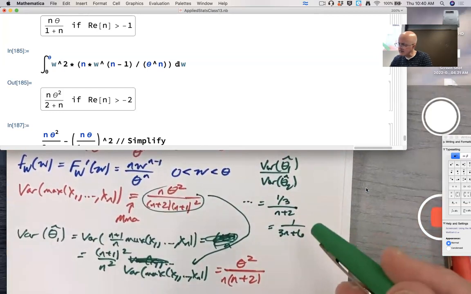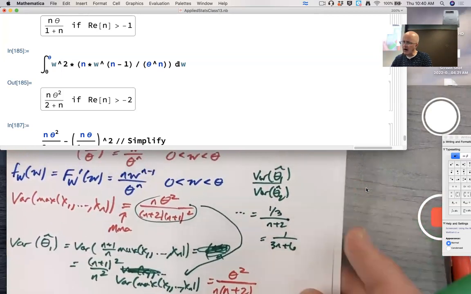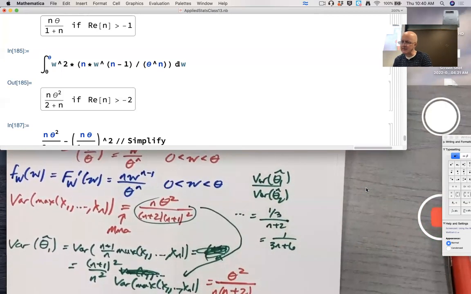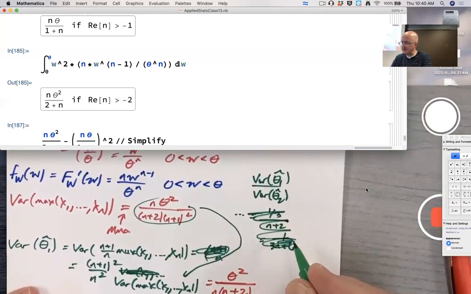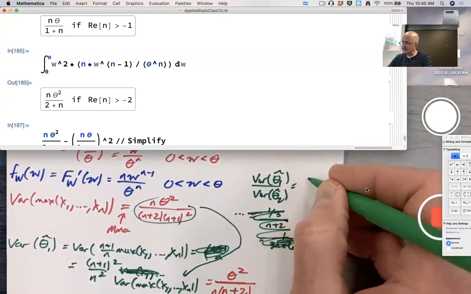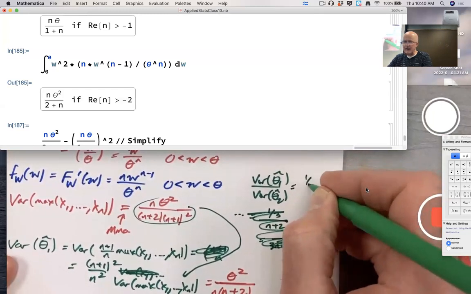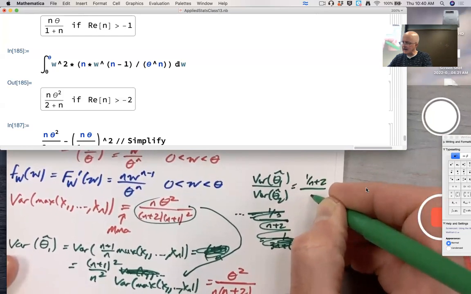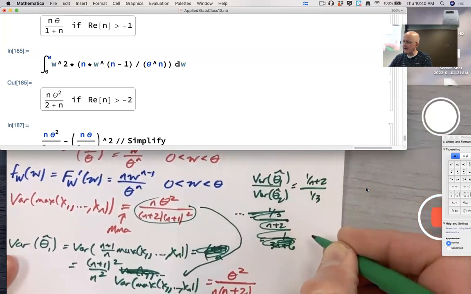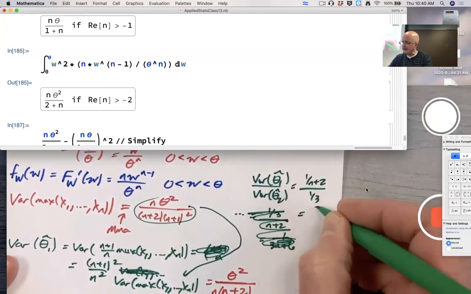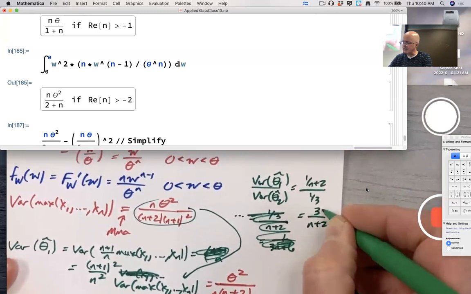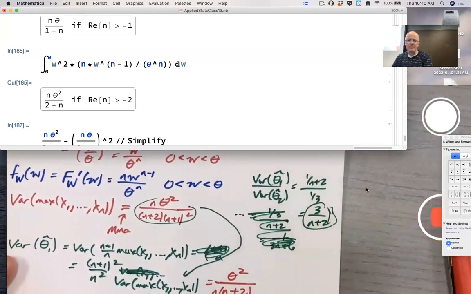What is it on top? I did it the other way around. I'm sorry. Okay, yeah, that's wrong. I mixed up theta 1 hat and theta 2 hat. Multiply the top and bottom by 3. It's 3 over n plus 2. And that's going to be less than 1 if n is bigger than 1.